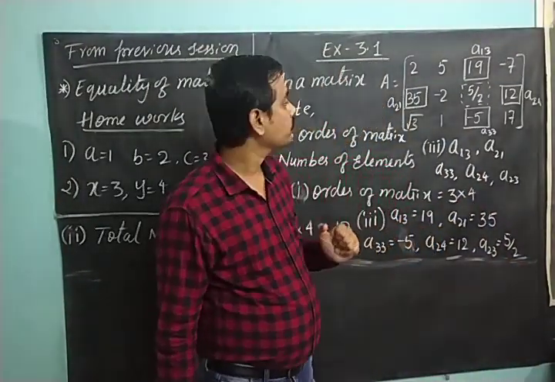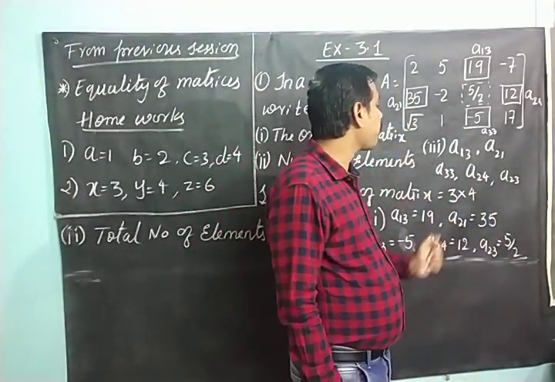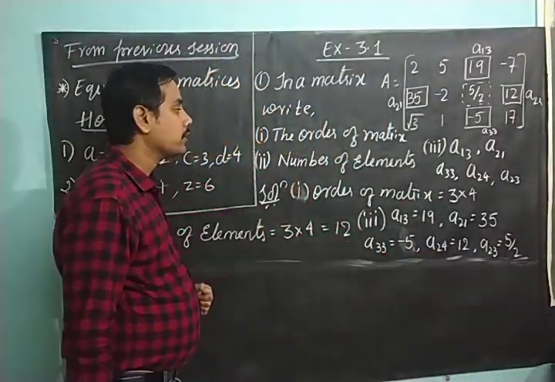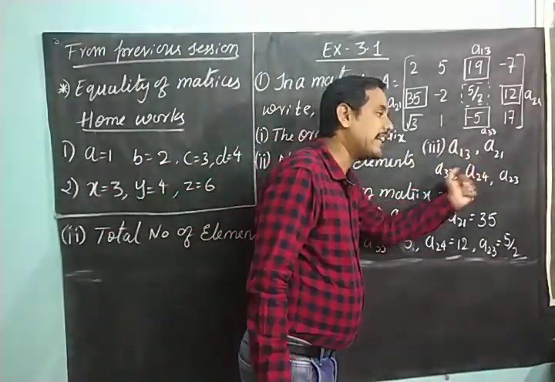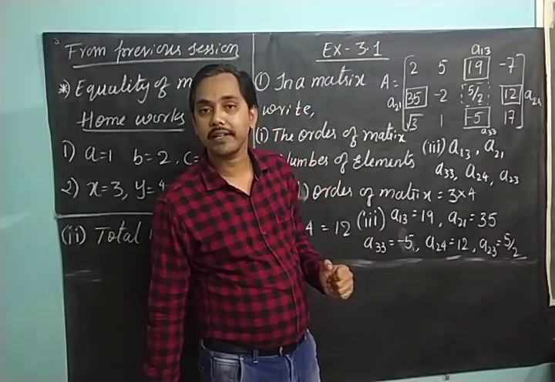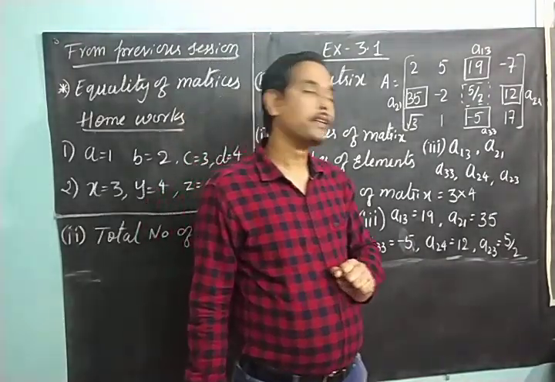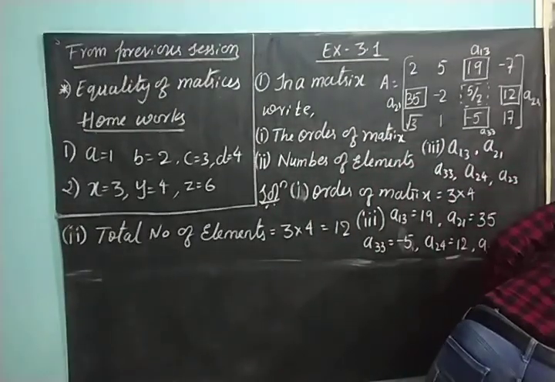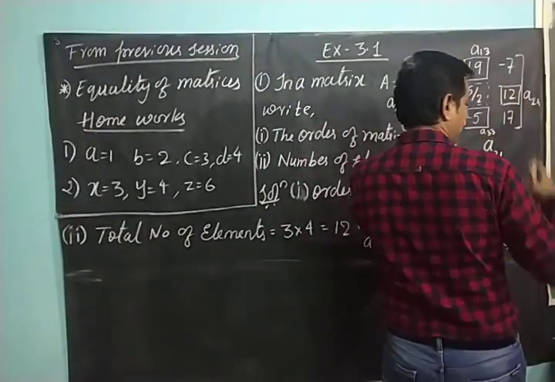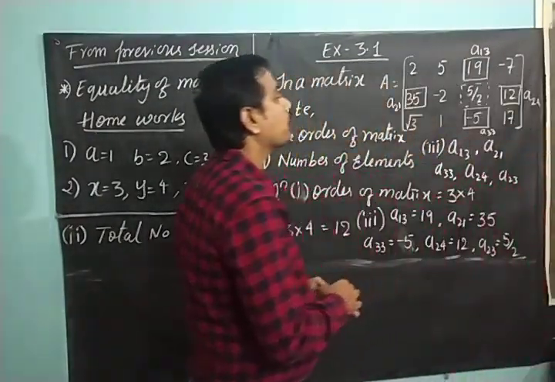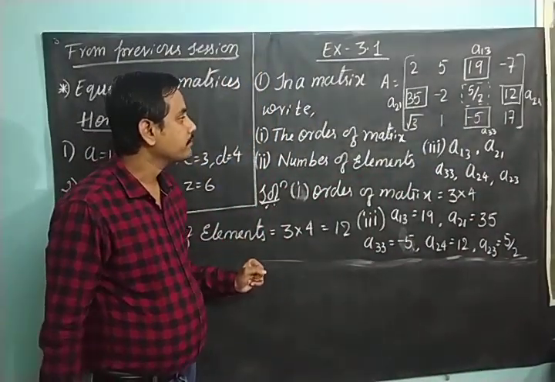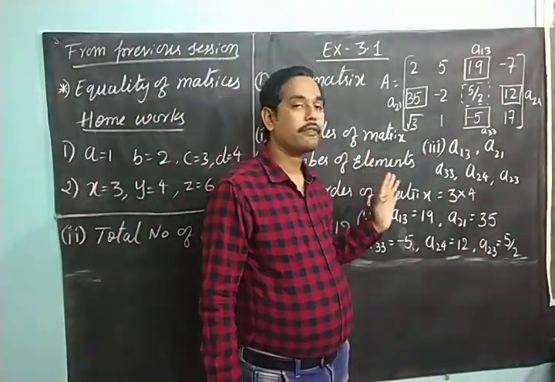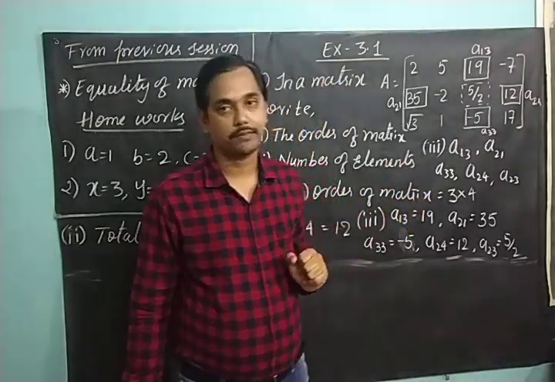Is that clear? Okay. So this is how we need to find the value of independent elements given in the matrix. Is that clear? Right? So this is how you need to do it. Now you pause the video and take down the notes. Okay?